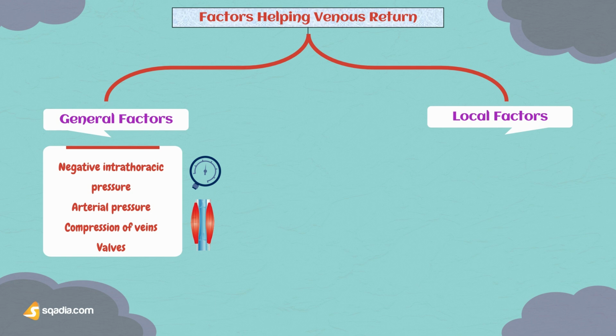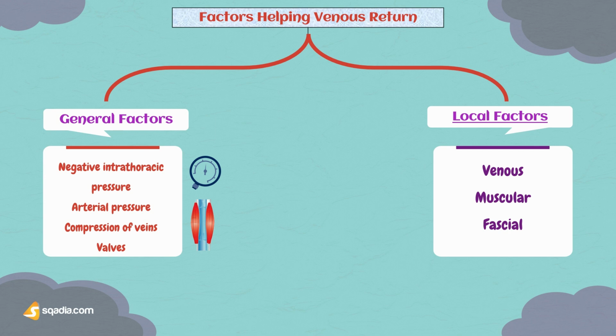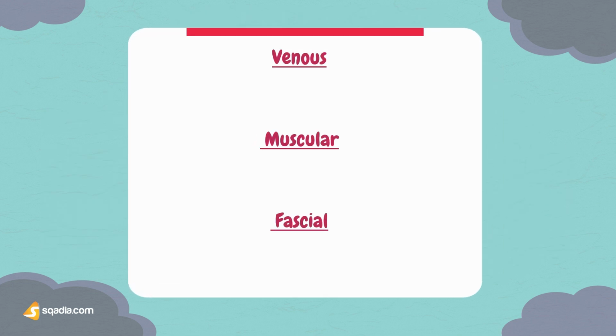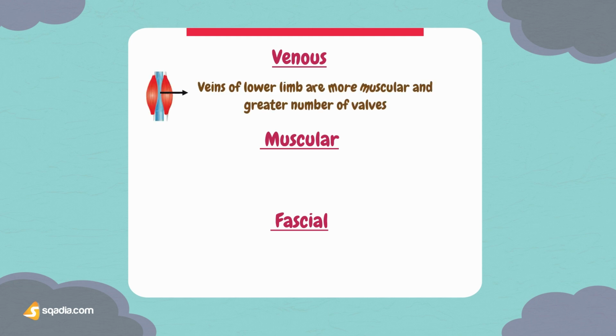While the local factors are related to the venous, muscular, and fascial. First, we have the venous factor. The veins of the lower limb are more muscular than the veins of any other part of the body. They have a greater number of valves. Superficial veins are connected to deep veins by perforators.